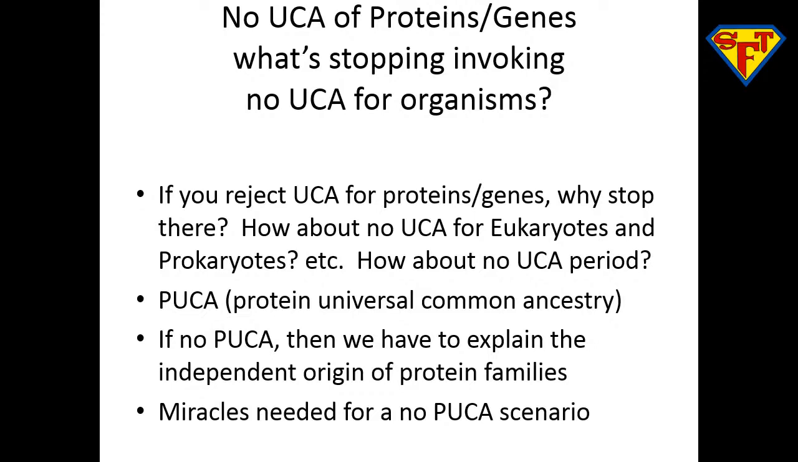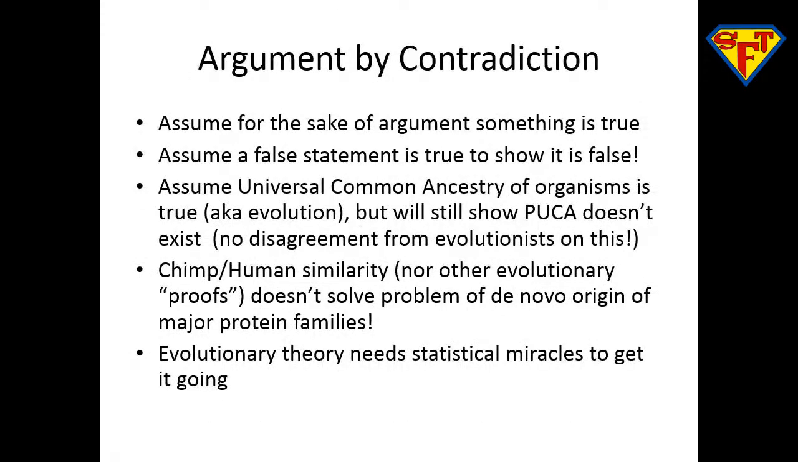And so let's continue on. So a technique I use is argument by contradiction. That is, we assume for the sake of argument something is true. So we assume a false statement is true to show that it's false. So I'm going to do that a lot. I am a young earth creationist, but I'm going to be making a lot of arguments that, for the sake of argument, assume common ancestry. And you can tell when I'm switching out of that paradigm into creationism, but I'm just going to assume for the sake of argument for a lot of the talk in universal common ancestry, it will show PUCA doesn't exist.